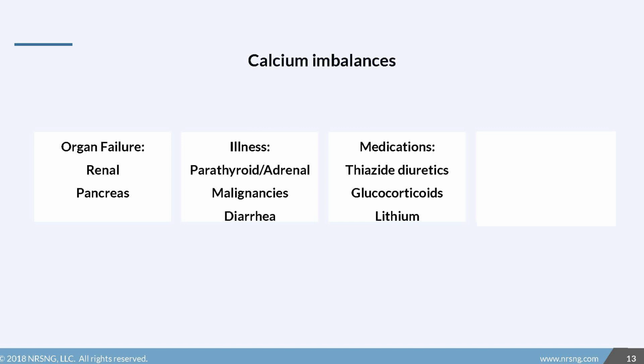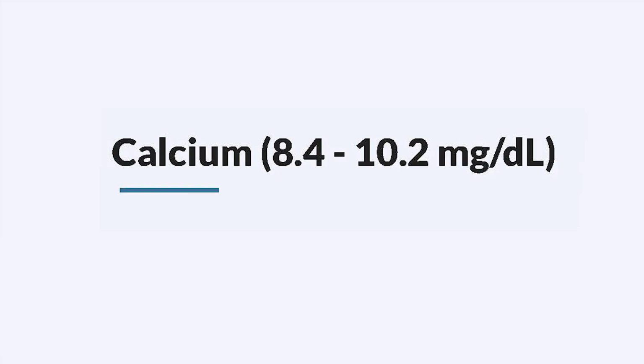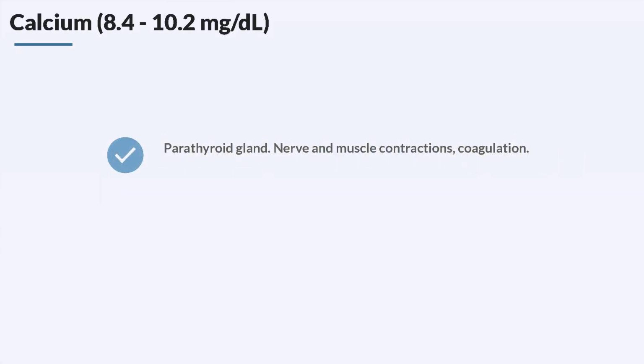Again, like with the other electrolytes, in your diet, if you're taking in too much calcium or not getting enough, you're going to see that it follows that your calcium levels will be higher or lower. In addition, vitamin D intake affects your calcium level. So if you're not getting enough vitamin D, your calcium level will actually be lower. The normal range of calcium is between 8.4 and 10.2 milligrams per deciliter. You are going to see calcium levels closely linked to the parathyroid gland. Calcium is also responsible for nerve and muscle contractions and coagulation.